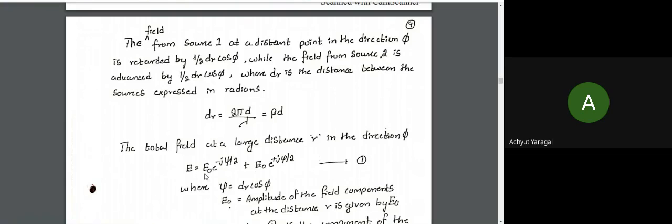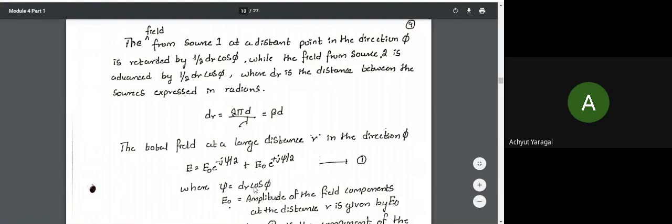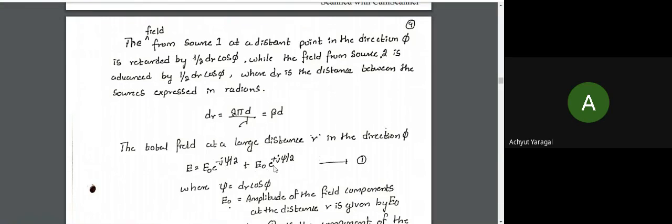Now see, E naught is nothing but the amplitude of the field components at the distance r. What is psi? Psi is nothing but the phase difference, dr cos phi. The minus is because it is retarded, and the plus is because it is advanced. So that's why E is equal to E naught e raised to minus j psi by 2 plus E naught e raised to plus j psi by 2.